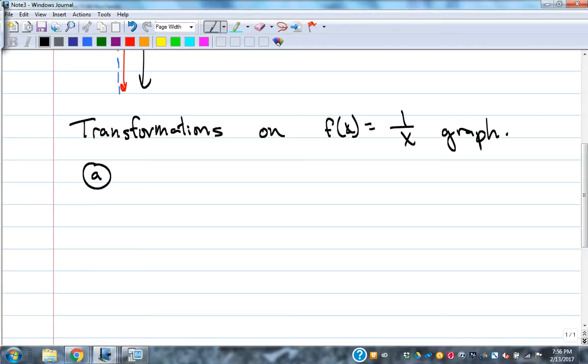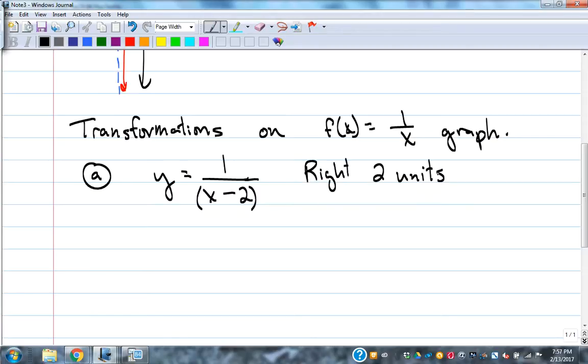So let's look at this. If the equation looks like this, let's say it was y equals 1 over x minus 2. It happened to the x, so it's kind of like it's on the inside. Remember, it's the opposite on the inside. So if it's a minus 2, that means it's going to move right. So it's moving to the right 2 units like that.